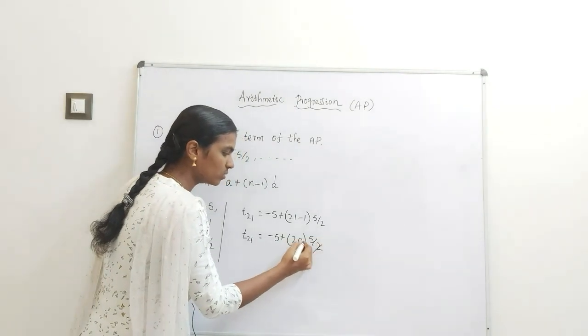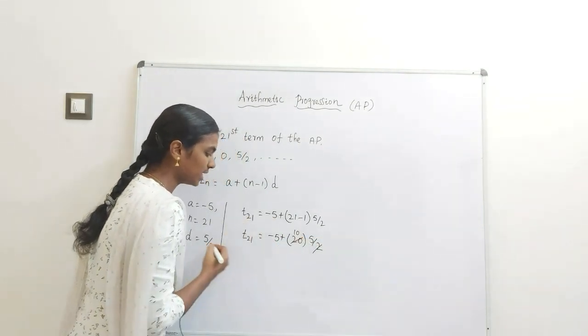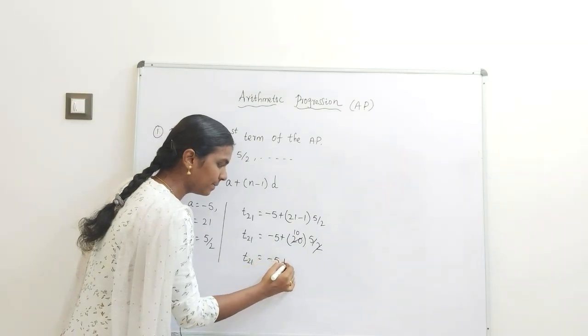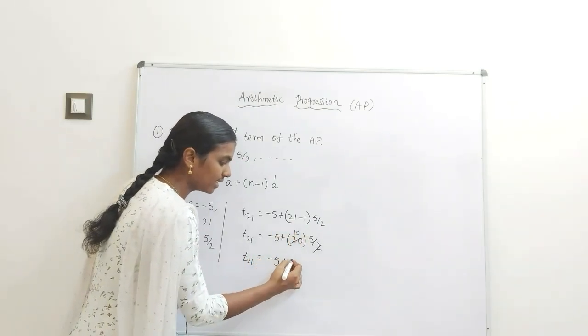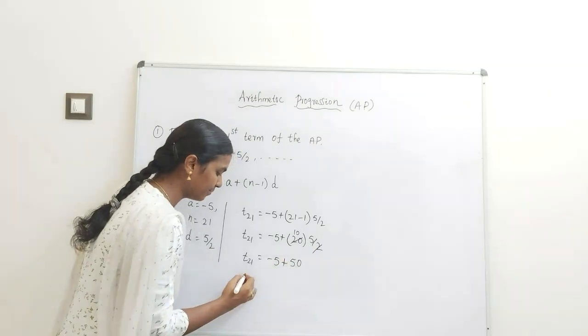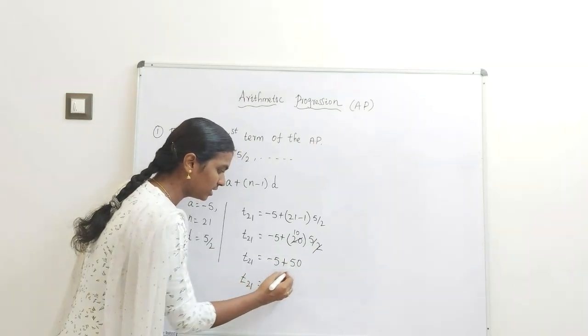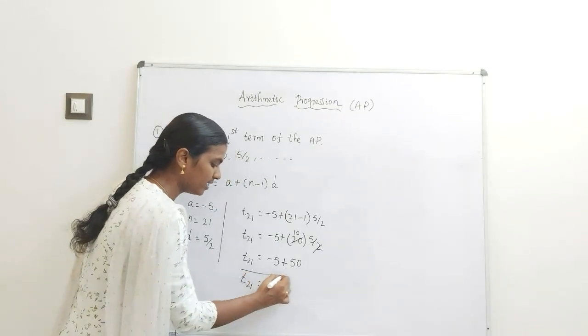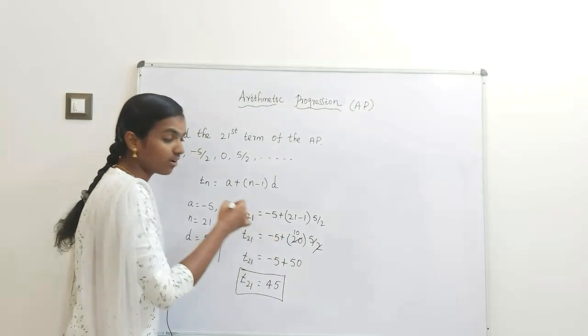Now cancel: 1 2s are 10, 2 10s are 20. So T21 equal to minus 5 plus 10 multiplied by 5. So 10 5s are 50. So T21 equal to 50 minus 5, 45. So therefore the 21st term is 45.